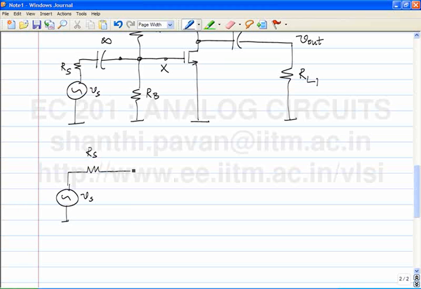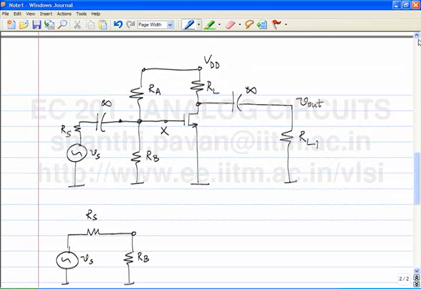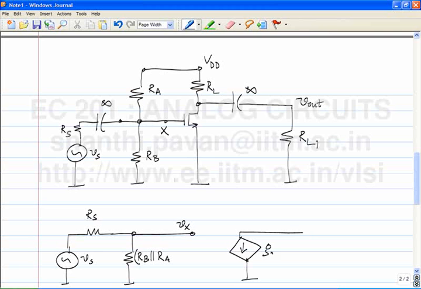Then what happens to RB? It is there. What about RA? We note that RA connects between this node X and VDD. VDD is a battery, so for incremental signals it must be ground. So this can be simply replaced by RB parallel RA. That goes to the gate of the transistor. The incremental model for the transistor in saturation is simply, if this was Vx, this is Gm Vx.